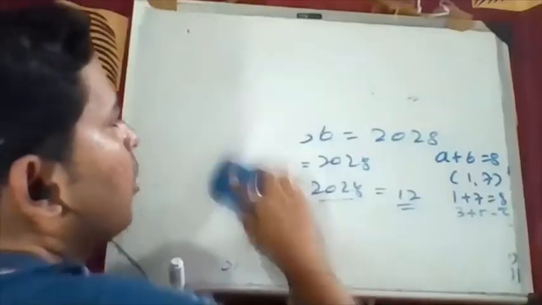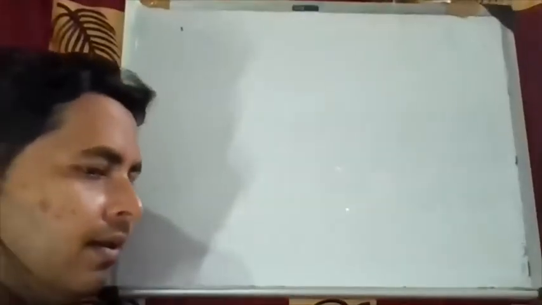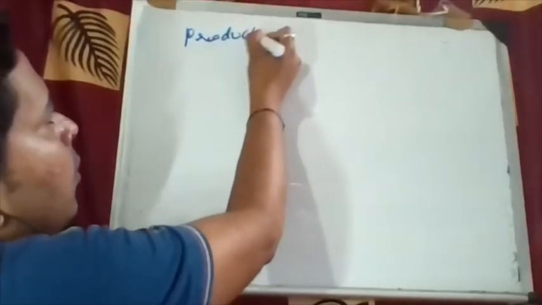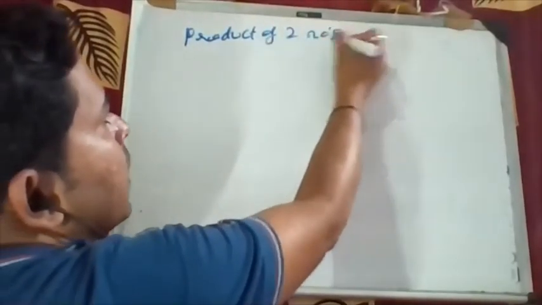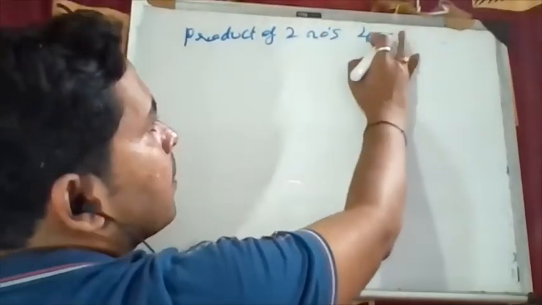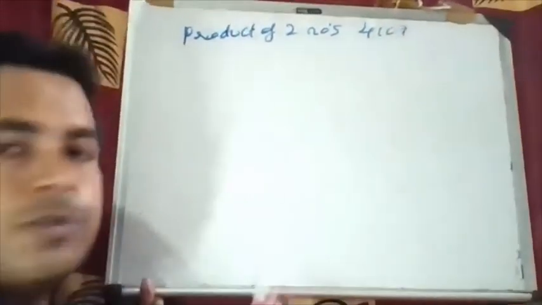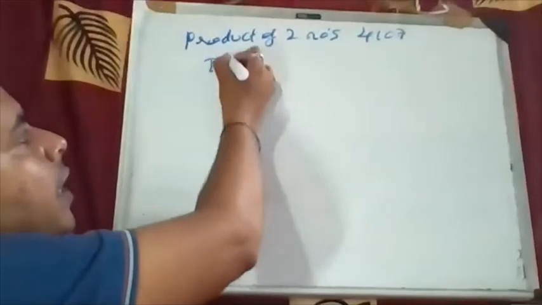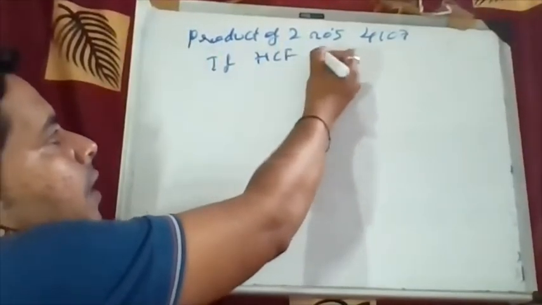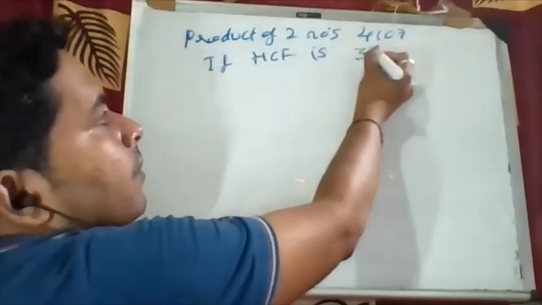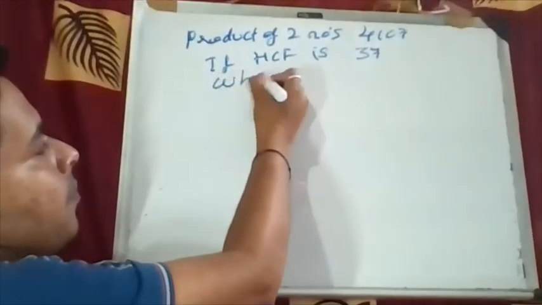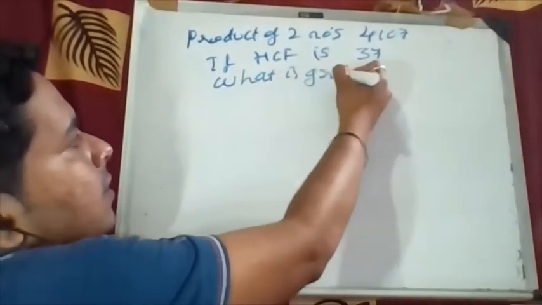Now what we'll do? One more approach. कैसे पूछते हैं HCF and LCM का? Like the product of two numbers, क्या रहता है? Product of two numbers is 4107. Okay, 4107. And if HCF is 37, if HCF is 37, then what is the greatest number? What is the greatest number?